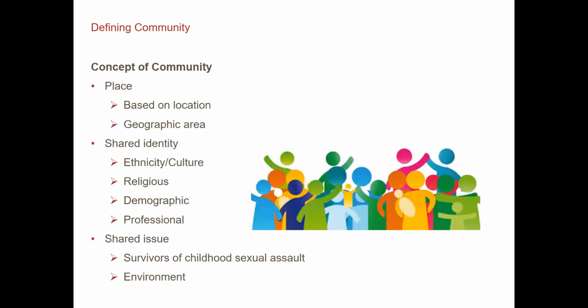This here just shows you some of those shared concepts around what is a community. So it can be based on location, geographic area. It might be in terms of ethnicity or culture, religion, professional. There are professional communities, and those shared issues. So, for example, survivors of child sexual assault are part of a community. It may be an environmental issue that unites a group of people and creates a sense of community.